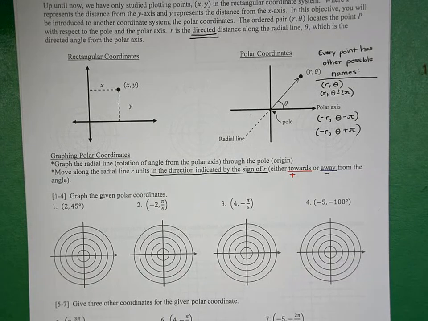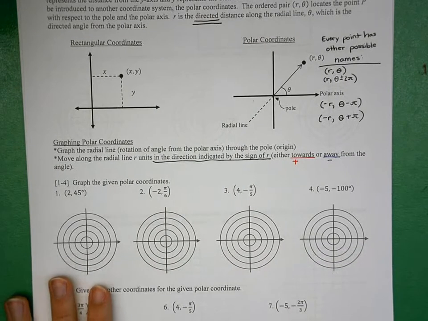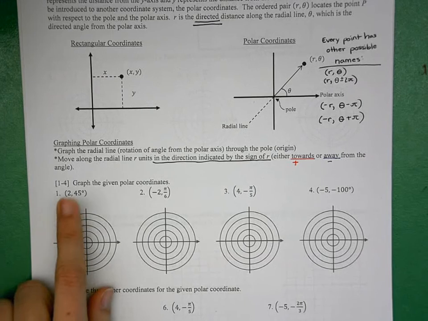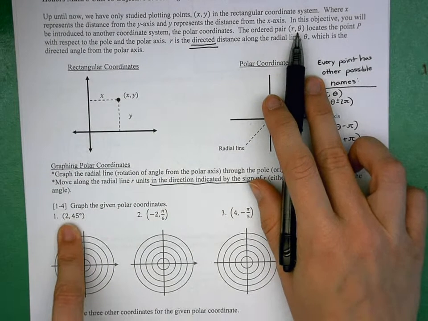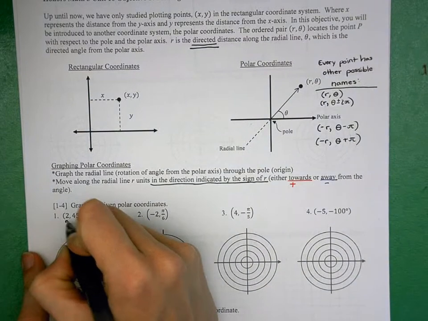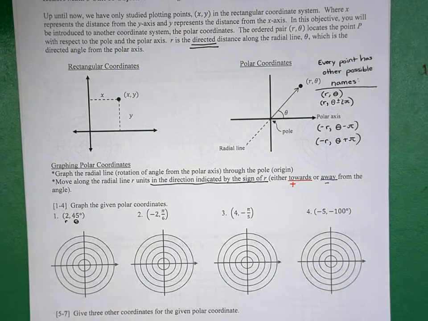Okay, so number 1 together here. We're graphing our given polar coordinates. We have (2, 45 degrees) as the polar coordinate we're trying to graph. And remember, with polar, it's (r, theta). R always comes first, so my r is 2. My theta is my 45 degrees in this particular case.